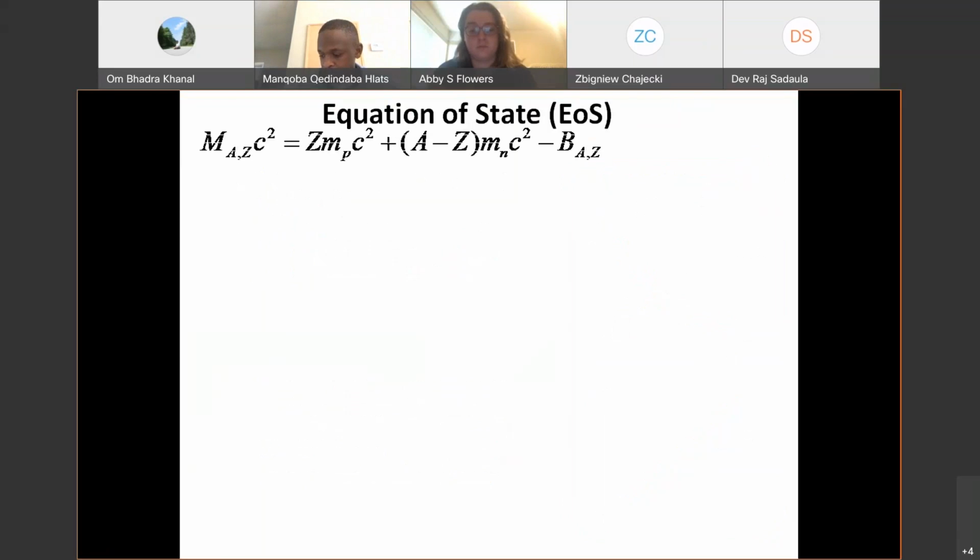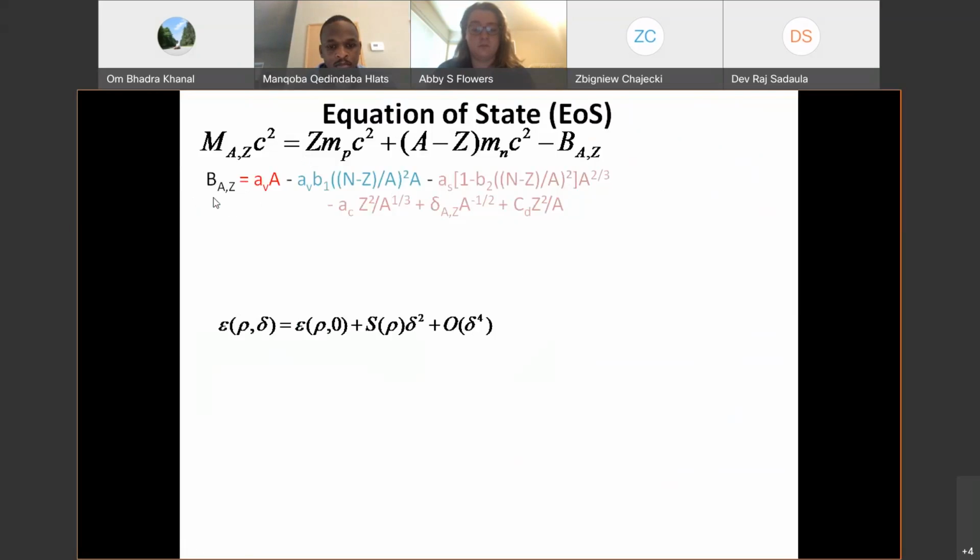Okay, so let me start again with this mass defect formula. In this formula, you can see one term here, that is binding energy, and the binding energy is expressed as this formula according to some model, or let's say according to the liquid drop model. Now we want to make an analogy of this binding energy with the equation of state, which is this.